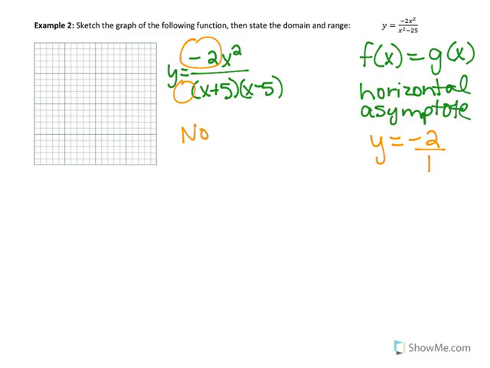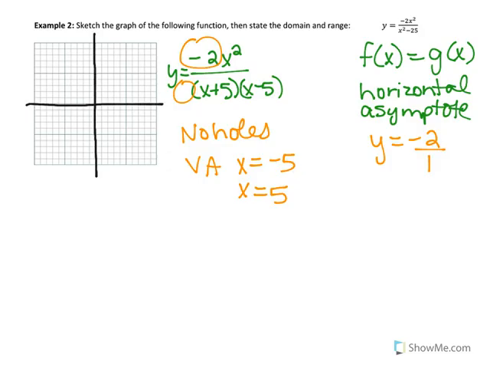We have no holes because we can't cancel anything. We have a vertical asymptote at x equals negative 5 as well as at x equals 5. So let's sketch those in. We'll put in our vertical asymptotes at 5 and negative 5. We also have a y at negative 2.